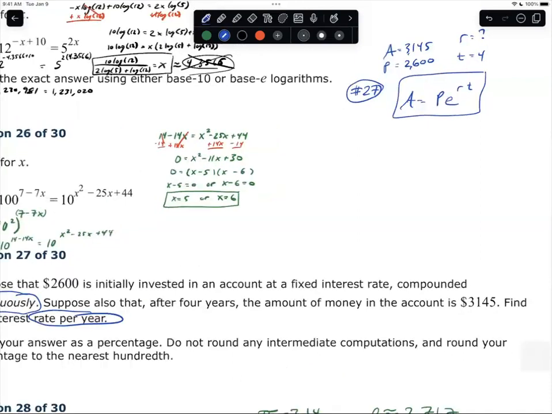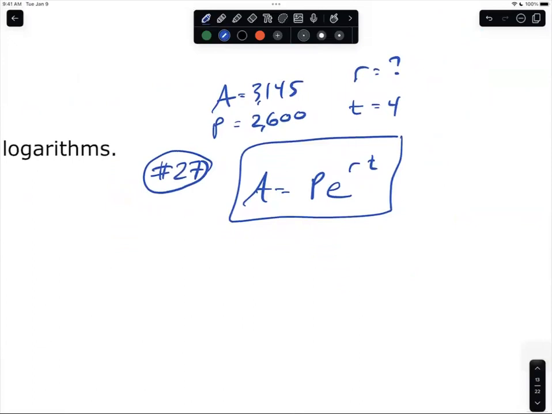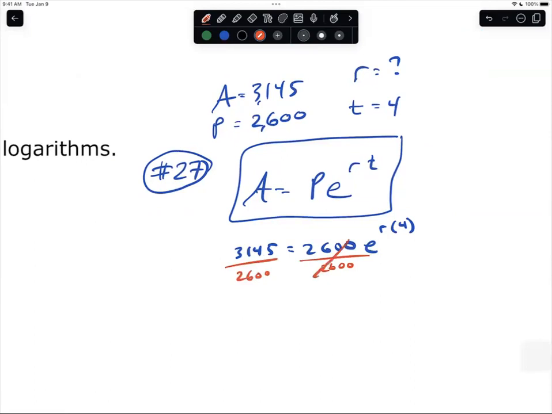Okay, good. So let's go ahead and just zoom in here. And let's plug in these values. 3145 equals 2,600 E to the R times 4. And so if we divide by 2,600, we're now just trying to solve for R. So we get 3145 over 2,600 equals E to the, I'll write it as 4R. How can we solve this equation?